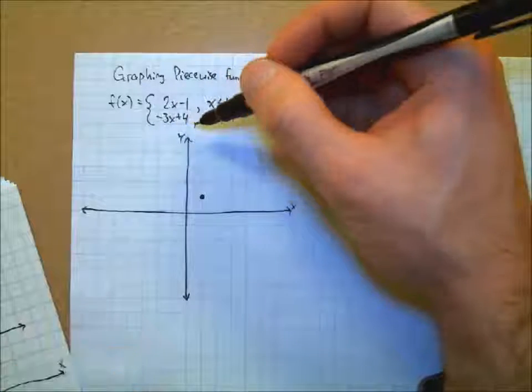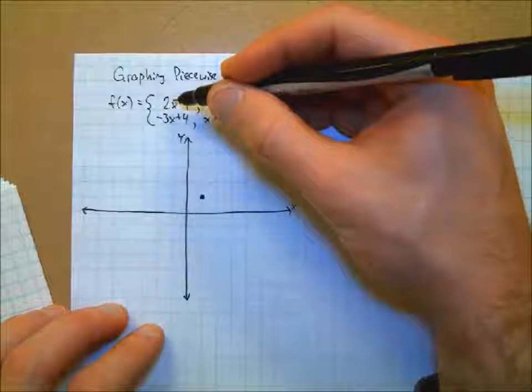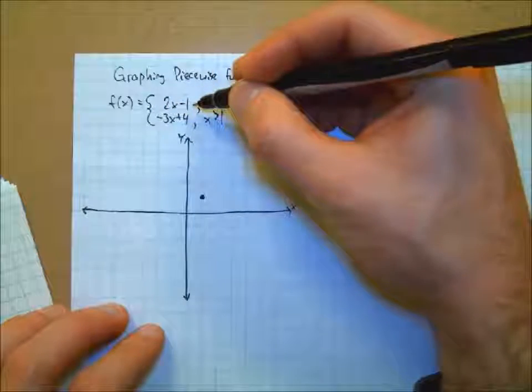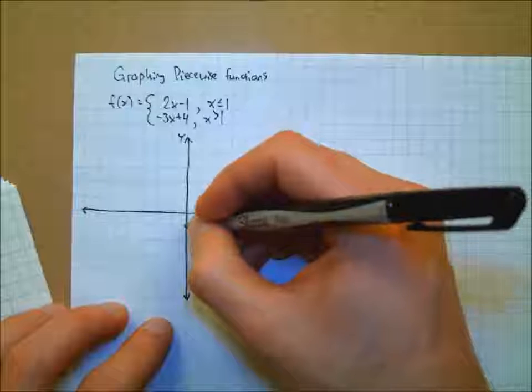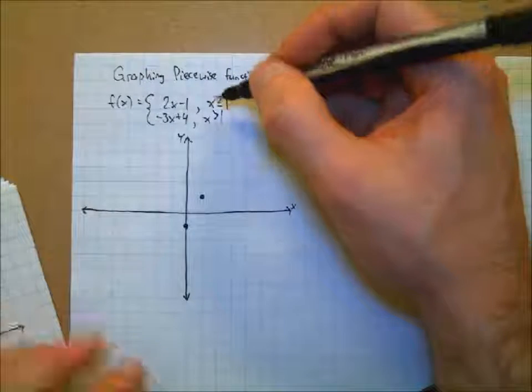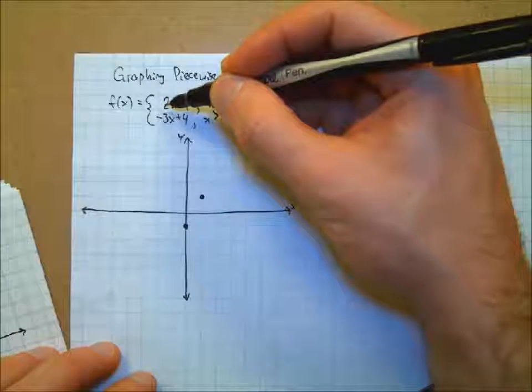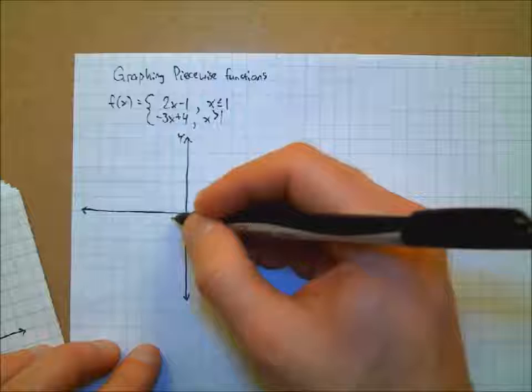So let's use something like 0, I heard. And yeah, because 0 is less than or equal to 1, so we'll plug in 0. 0 times 2 is 0, minus 1, negative 1. So 0, negative 1. Okay? And you can try negative 1, right? Negative 1 is also still less than or equal to 1. So negative 1 times 2, negative 2, minus 1, negative 3. So negative 1, negative 3.